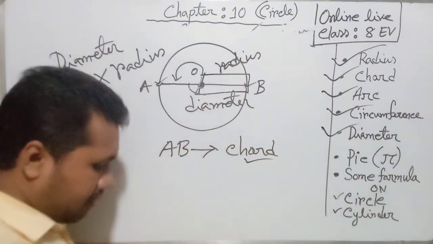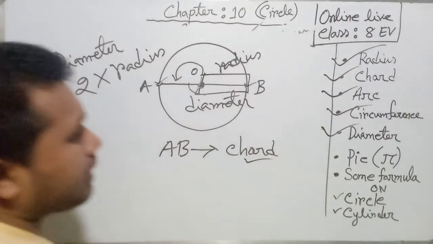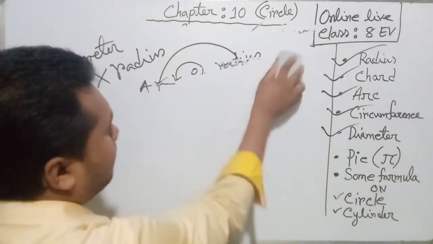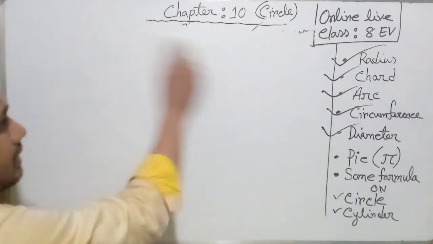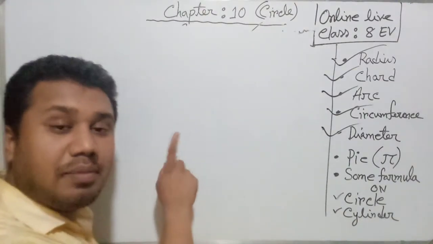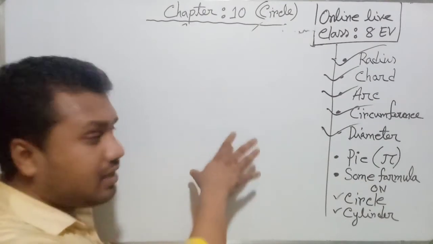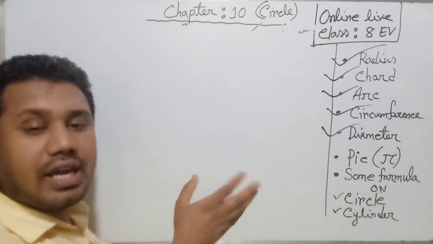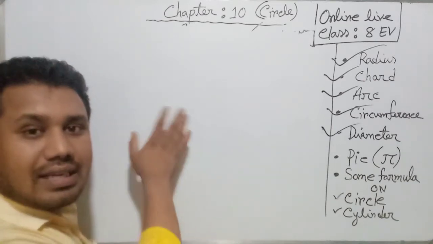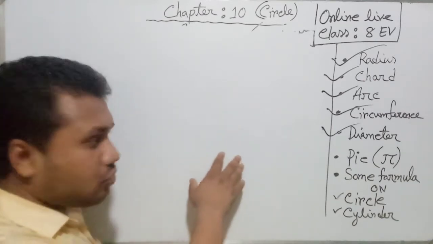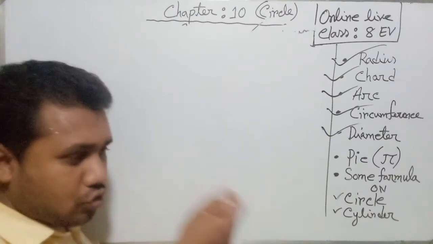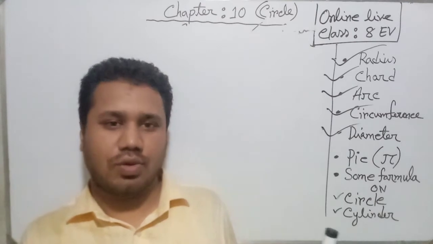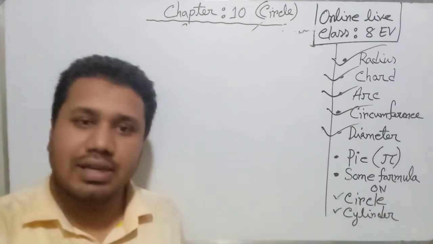Now this is our diameter part. And remember, dear students, this diameter is the greatest chord of the circle. You cannot draw any chord other than the diameter which will be greater. So a chord passing through the center is the greatest chord, and this greatest chord we call the diameter.